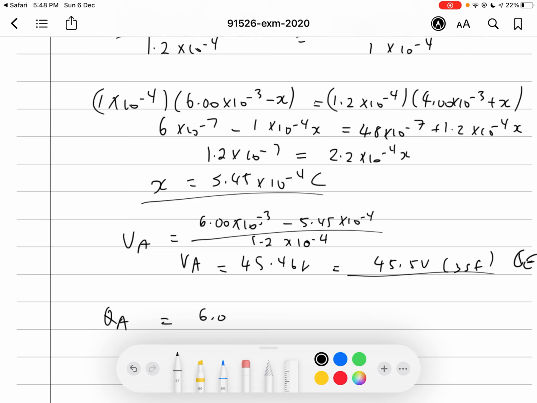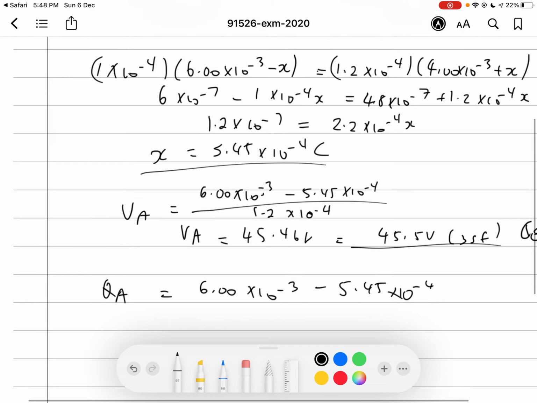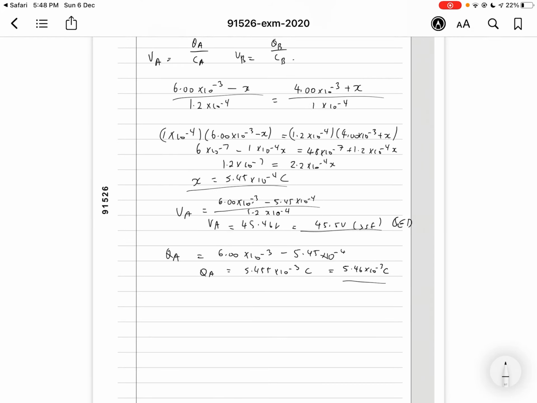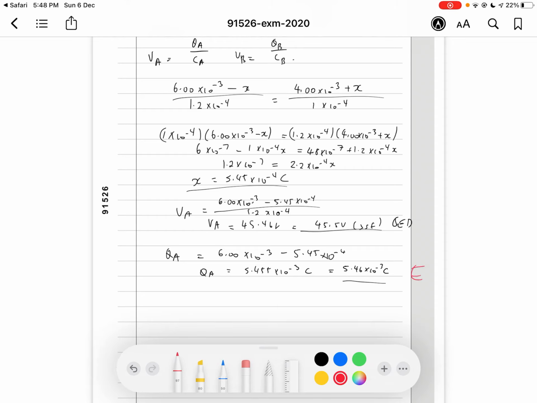And the charge at A is equal to 6.00 times 10 to the power negative 3 minus 5.45 times 10 to the power negative 4. That should give us 5.455 times 10 to the power negative 3 coulombs. If we round it to 3 significant figures, we'll get 5.46 times 10 to the power negative 3 coulombs. So that's the final charge on A, and that's our final answer, and this should be an excellence level question.